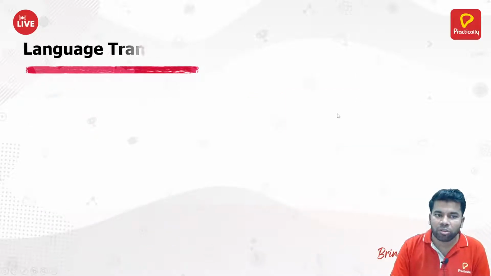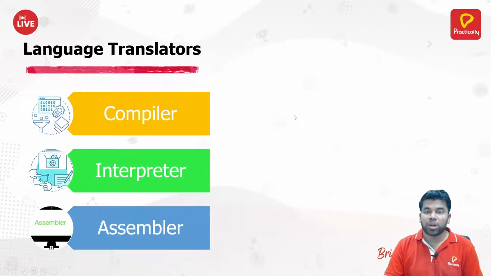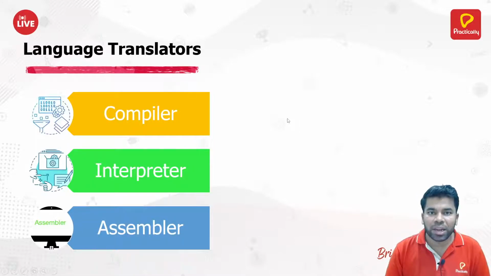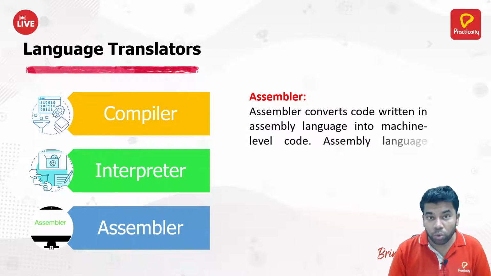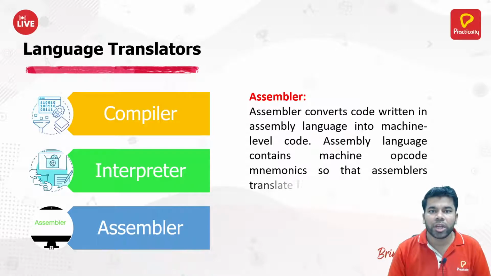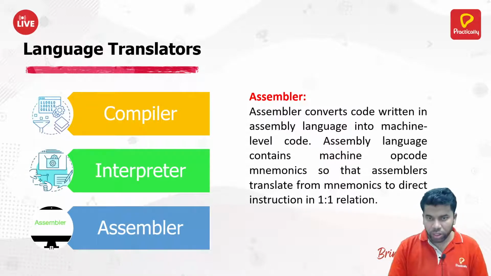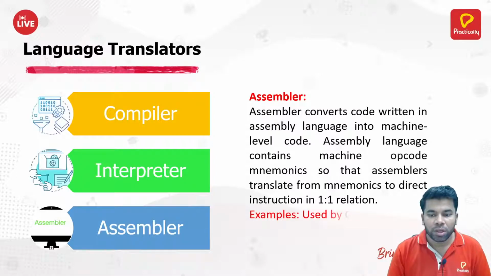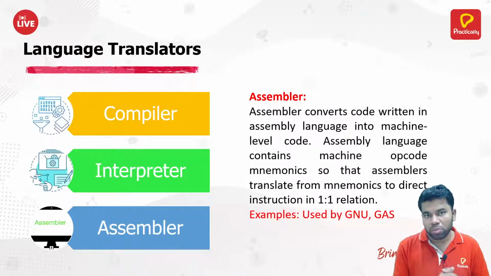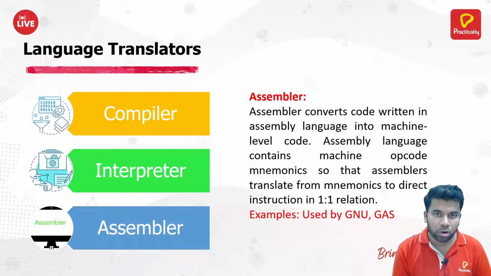Now comes the assembly level language, the assembler. The assembler works on assembly level language. Whatever code is written in assembly level language is going to be translated into machine readable form. There are many devices and many different platforms where we write code in assembly level language. At many places we use this assembly level language, mostly in microcontrollers or microprocessors.